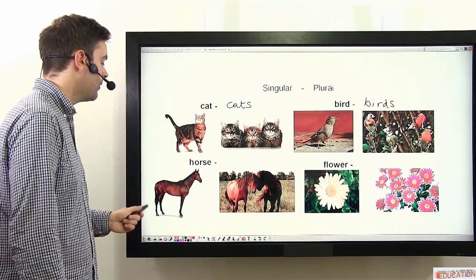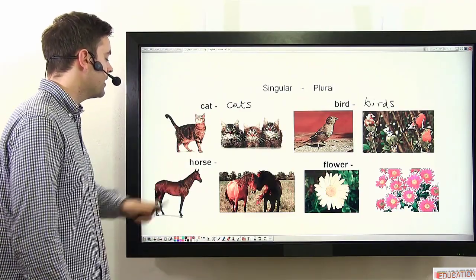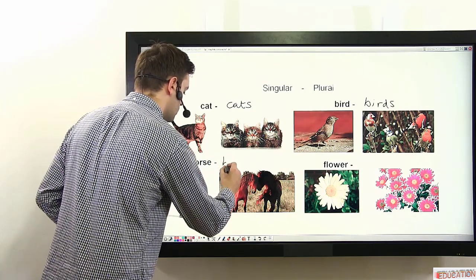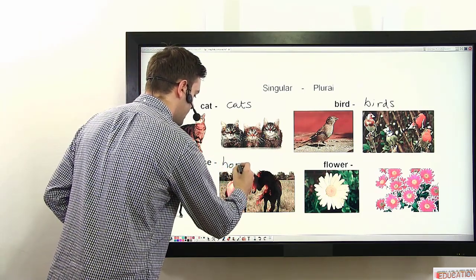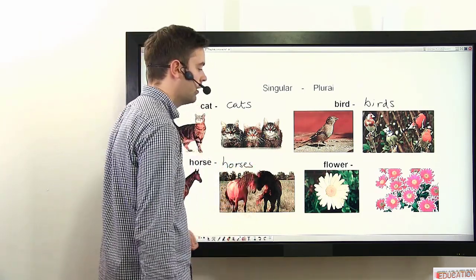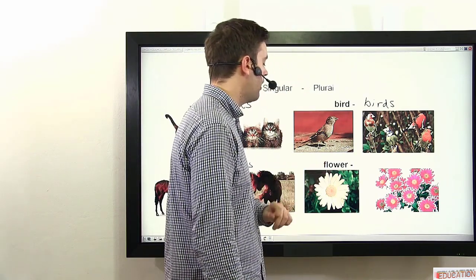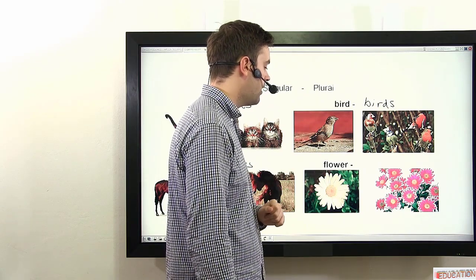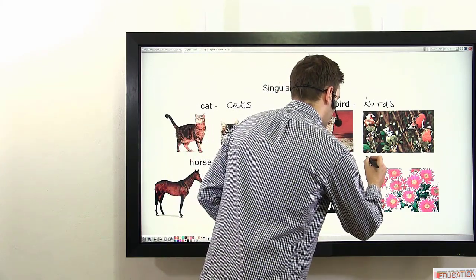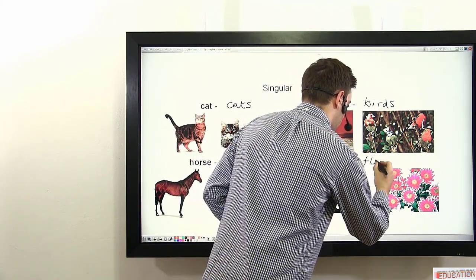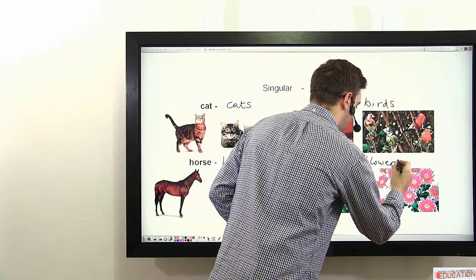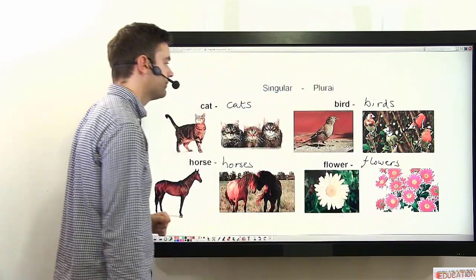Horse is also a count noun, H-O-R-S-E, changes to horses. Flower is also a count noun, F-L-O-W-E-R. Plural is F-L-O-W-E-R-S. Flowers.